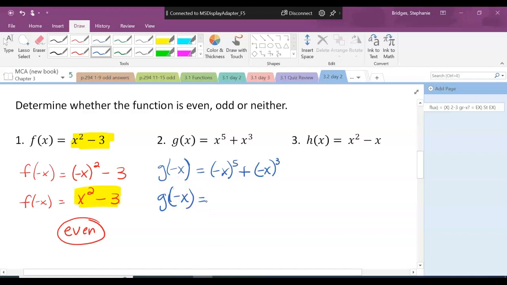If I do a negative 5 times, a negative times a negative turns positive, right? Times a negative goes back negative. Times another negative goes back positive. Times another negative will make it negative. So negative x to the 5th is just going to be negative x to the 5th, because it ends up being a negative. If you have a negative an even number of times, it turns positive. If you have a negative an odd number of times, it turns negative.